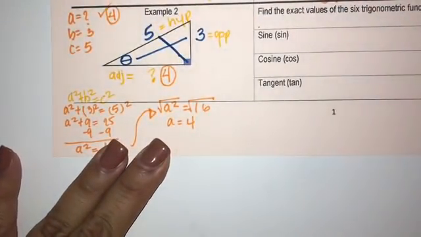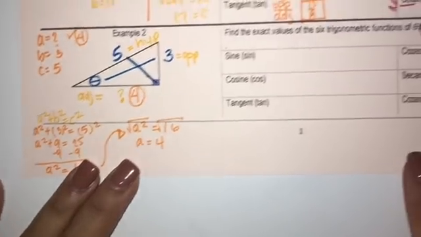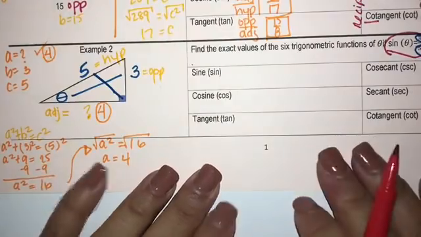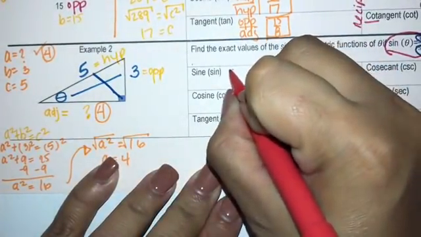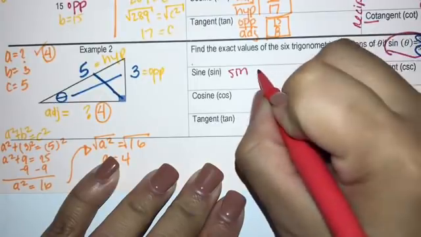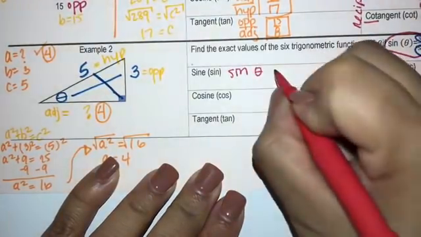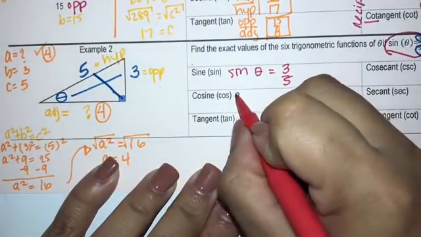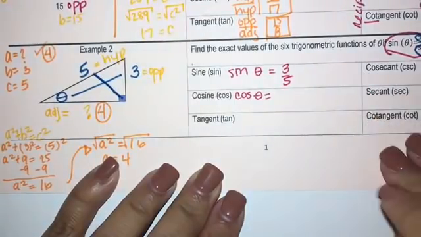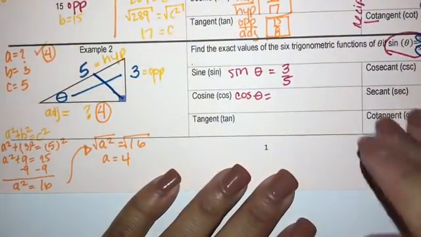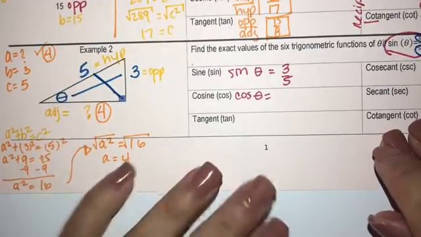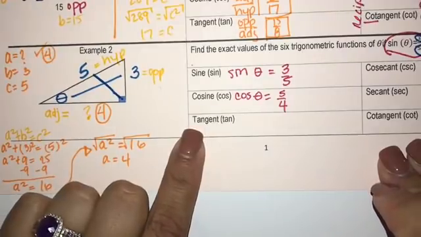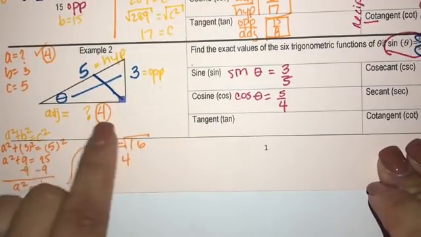So now we can go ahead and set up our ratios. So sine of theta, we already know is 3 over 5. Cosine of theta is going to be 4 over 5, so it's adjacent over hypotenuse. Tangent is going to be opposite over adjacent, so it's 3 over 4.